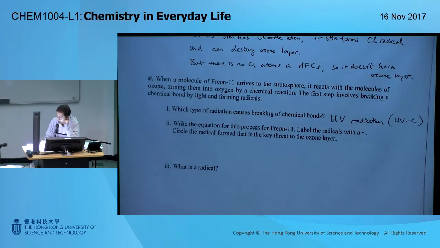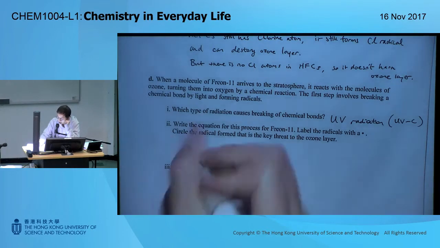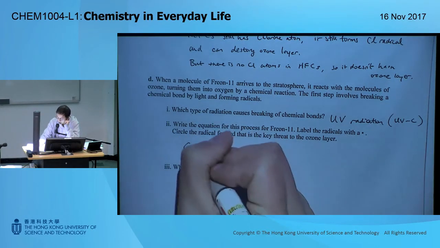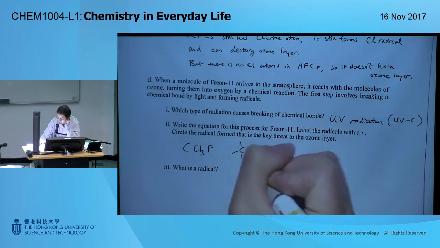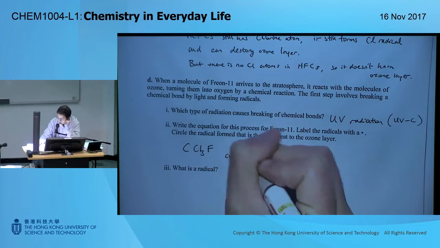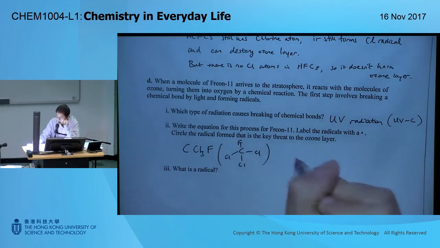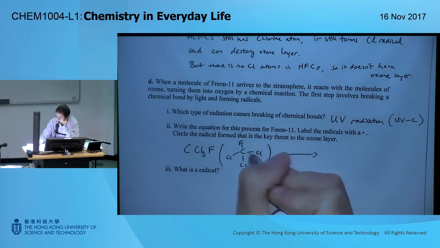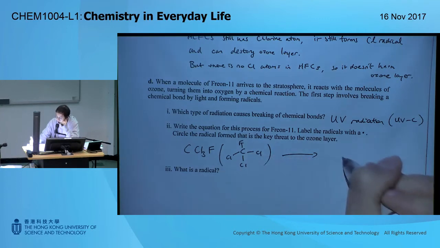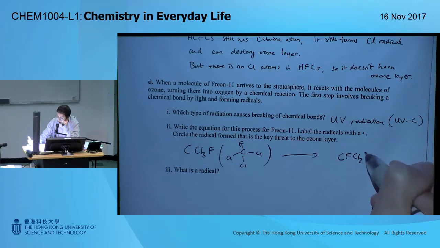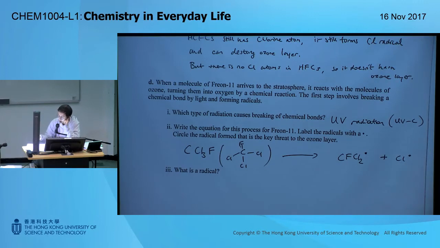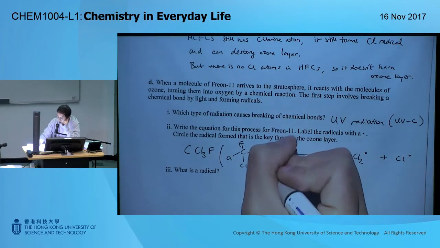Write an equation for the process of breaking this bond, and use a dot for the radical. So we have freon-11, CCl3F, or if you want, you can draw it. And this breaks down as one of these C-Cl bonds breaks. So you're left with CFCl2 as a radical plus the Cl radical. So one of these bonds breaks apart.